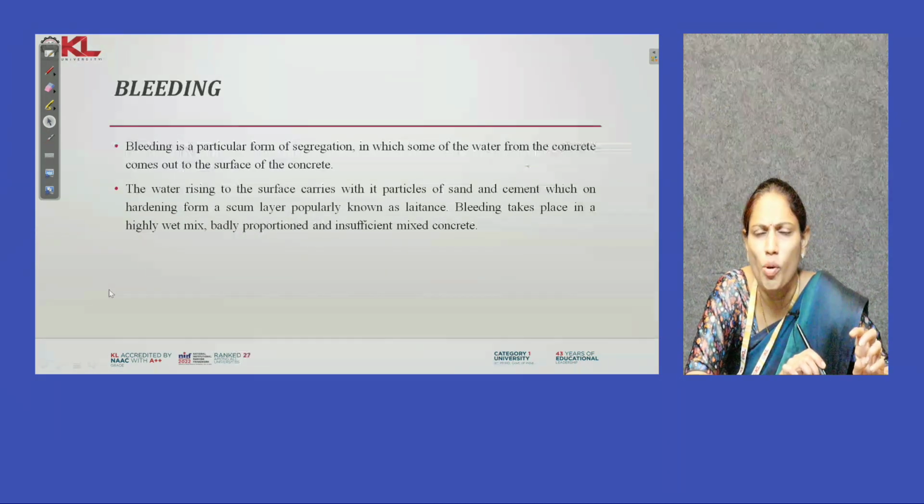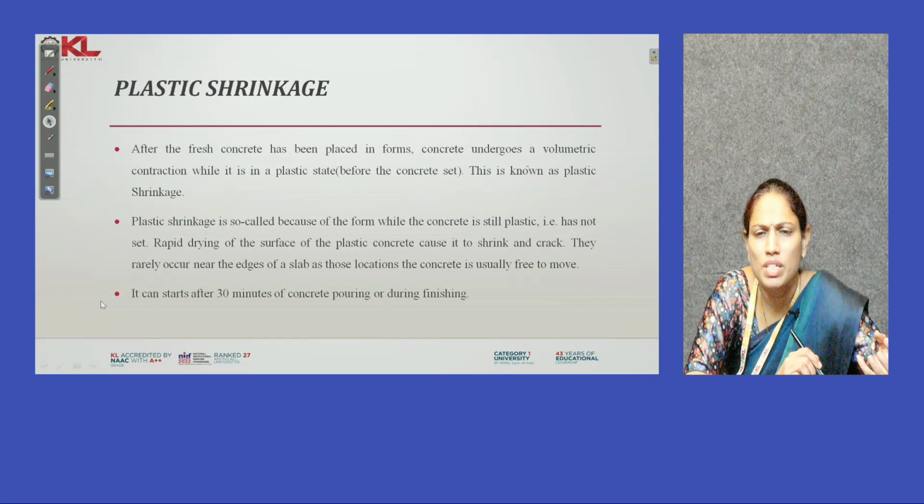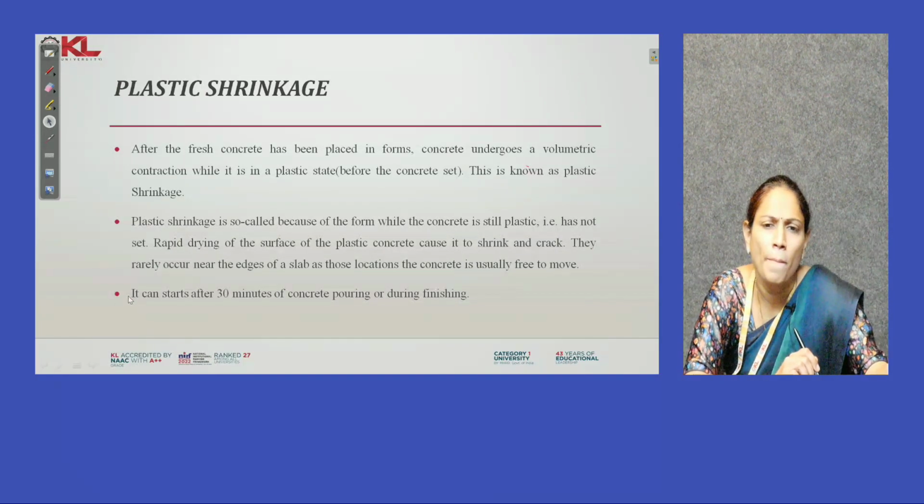Bleeding. Bleeding is a particular form of segregation where some of the water from the concrete comes out of the surface of the concrete. So this is nothing but bleeding of concrete. If you see the picture, you can see that. Plastic shrinkage means there is shrinkage in volume, contracting in the plastic state, like whatever volume you have given, that output will not come. Plastic shrinkage can be known within 30 minutes of concrete pouring, during finishing.